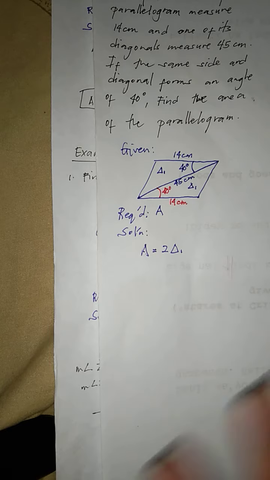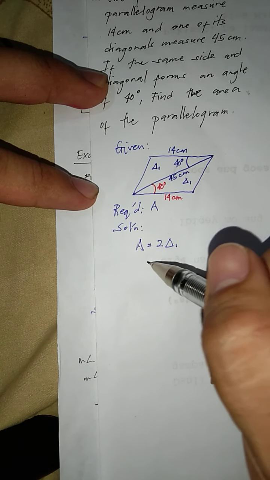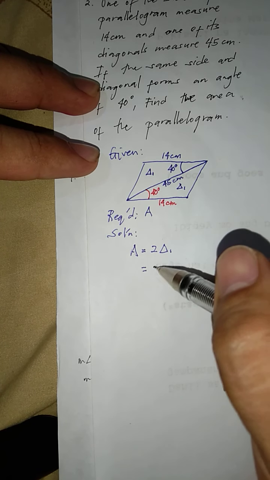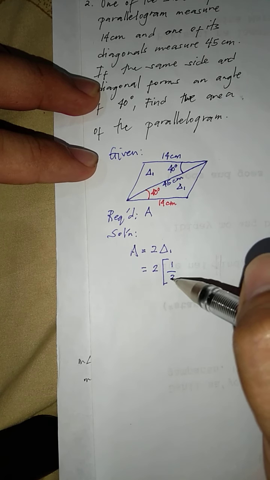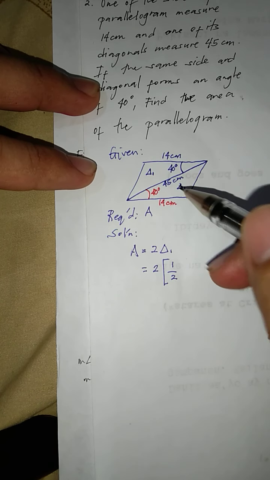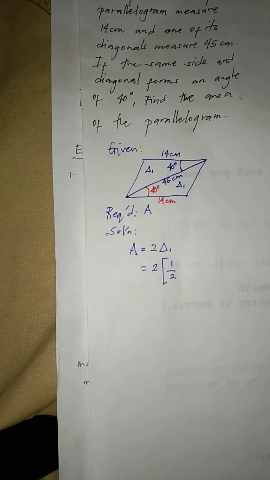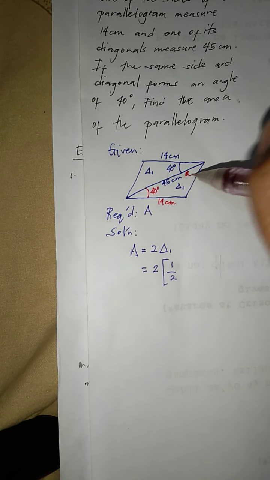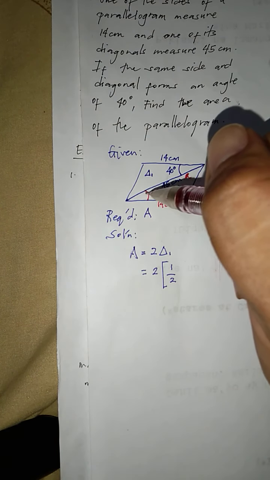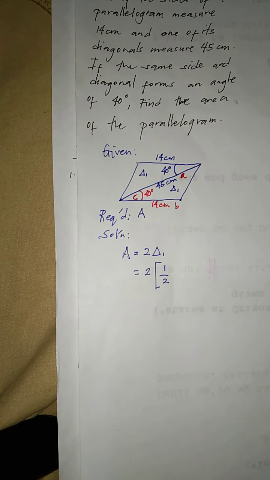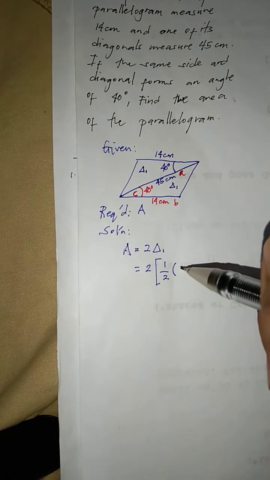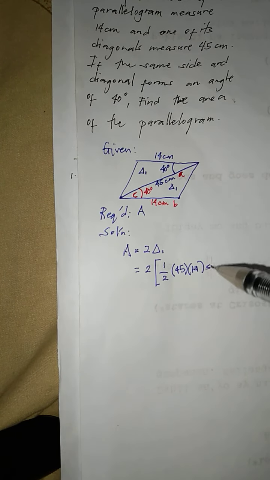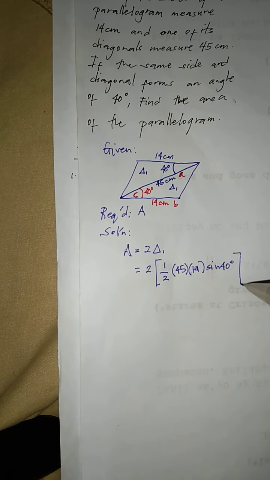Okay, so with that, we will instead use the formula for the area of the triangle. So 2 times 1/2. Okay, so we will use the SAS formula. Remember, this one is side angle side. So these are the two sides, A and B, and this one will be our C, the middle angle. Okay, so 2 times 1/2 times 45 times 14 times sine of 40 degrees.